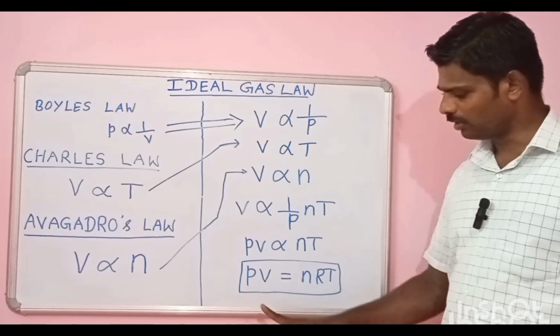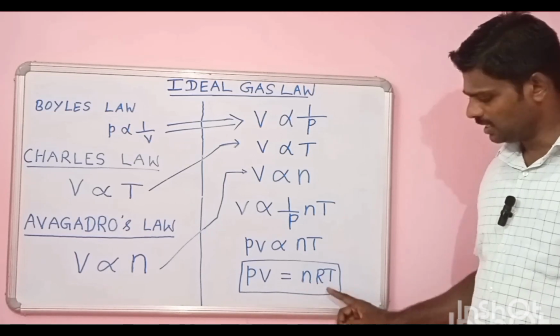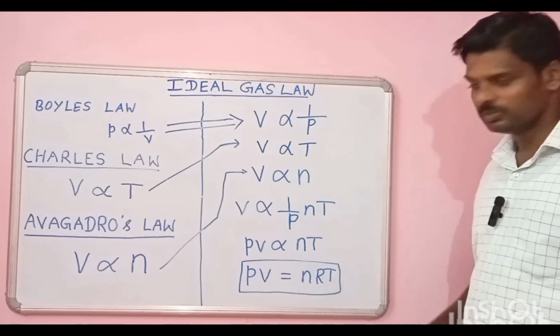So the pressure of the gas times the volume of the gas equals the number of moles of gas times the gas constant times the temperature.